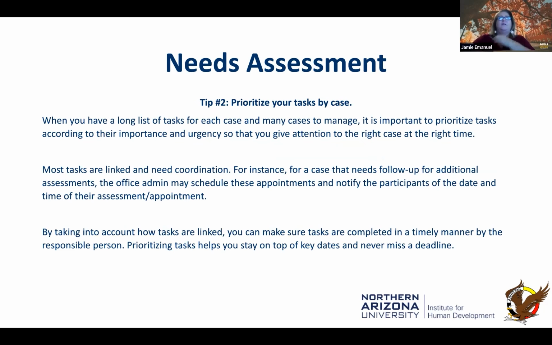So here's a tip. When we're talking about prioritizing your tasks for your case, there are a lot of things that happen that you have to prioritize and put in order. Some things are more urgent than others. For example, once that application is signed and you're working on a timeline for determining eligibility, you want to prioritize the next steps in the case. If additional assessments are needed, go ahead and get those things lined up and prioritized in order.